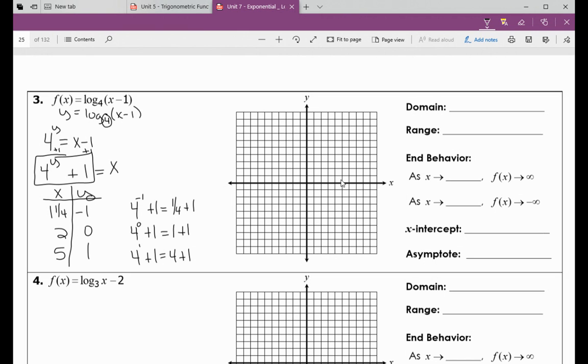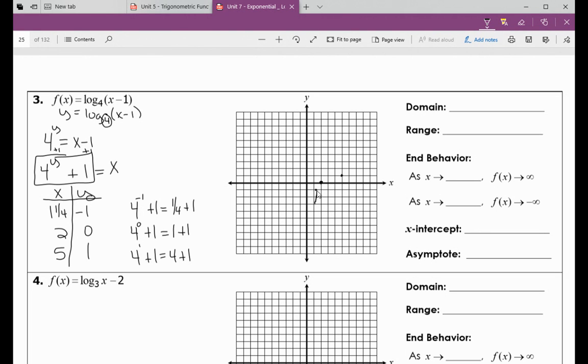Okay, and so what happens here, well, let's plot the points first and then I'll tell you what happens. So I'm going to go over 1 1/4 and down to -1. I'm going to go over 2, 0, and then I'm going to go out to 5 and go up 1. So my graph looks like this.